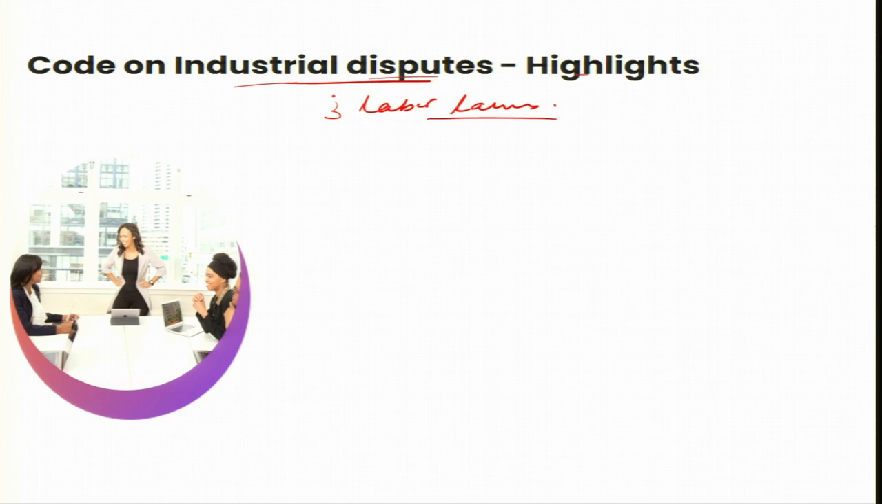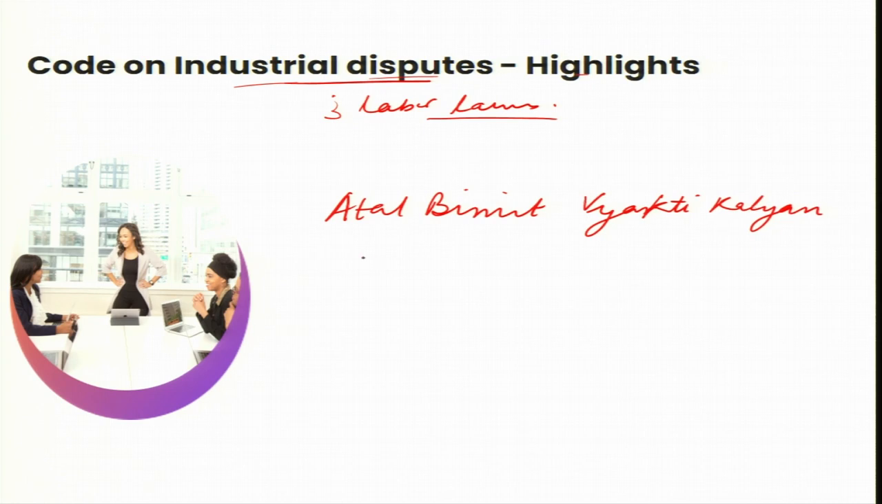Industrial Relations Code 2020, there are a few highlights again. In case of job loss, a worker will get benefit under the Atal Bimit Vyakti Kalyan Yojana.